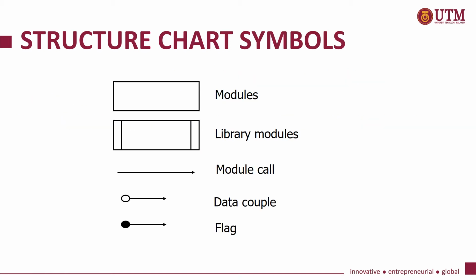This slide shows the symbol or notation used to produce or draw a structured chart. In a structured chart, symbols represent various actions or conditions. Structured chart symbols represent modules, data couple, control couple, flag, condition, and loop.